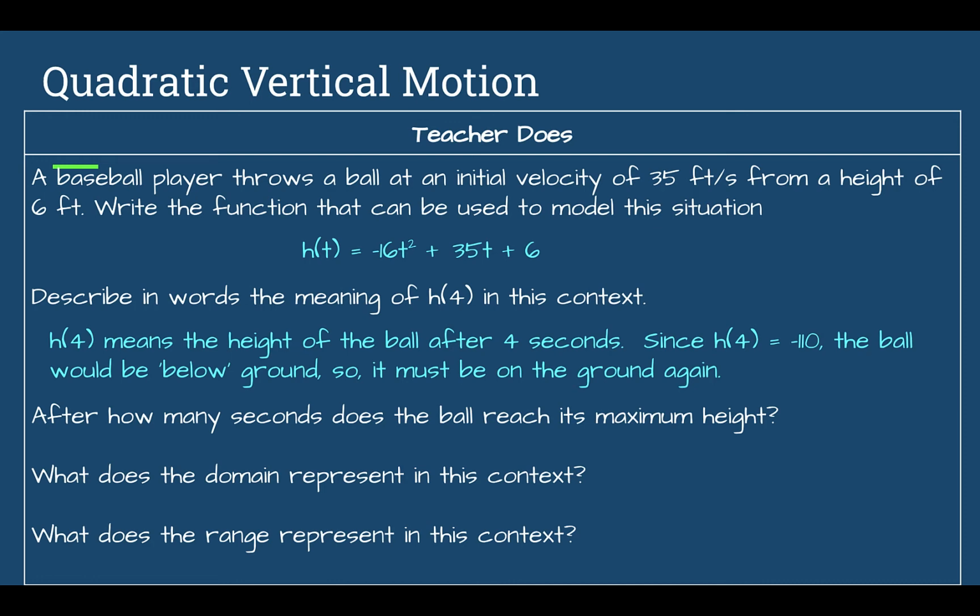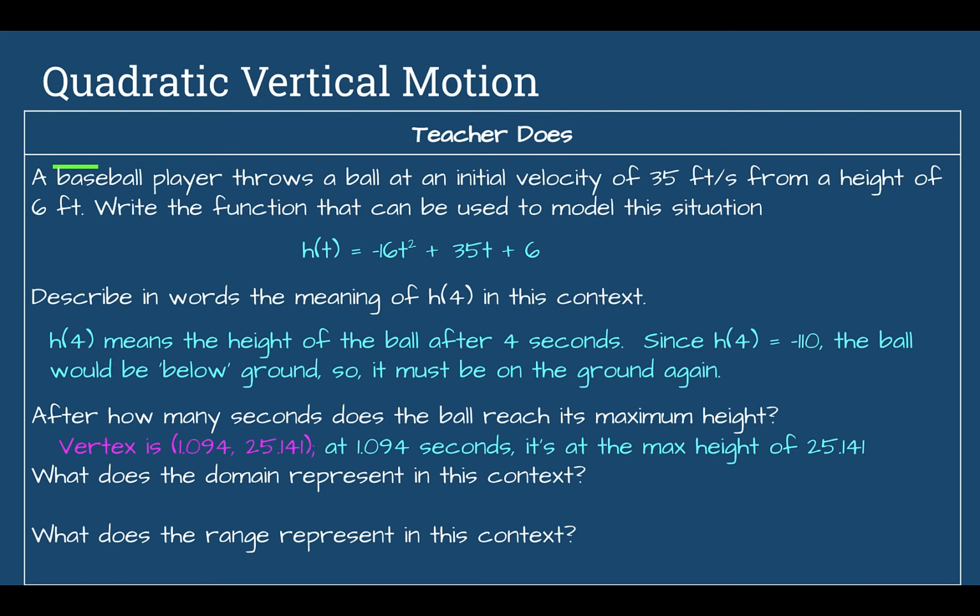After how many seconds does the ball reach its maximum height? So the maximum height is found in the vertex, and if I want to know how many seconds, I'm going to find the time that it takes to get to the vertex. So the vertex is 1.094, 25.141. That first number is the time that it took to get to the maximum height, 1.094 seconds. That would be when it's at its maximum height of 25.141 feet.